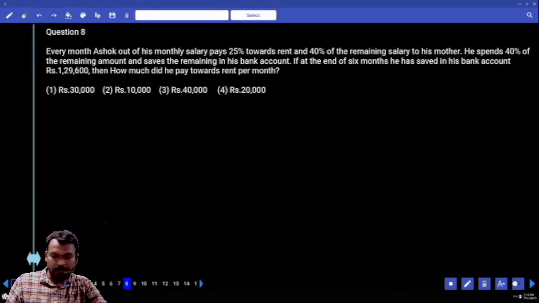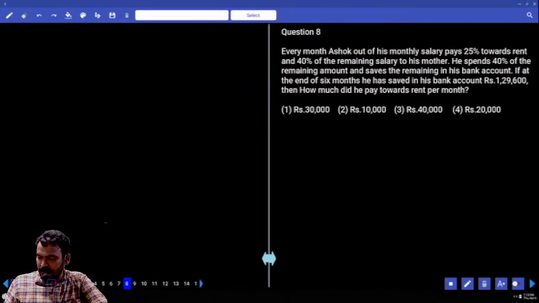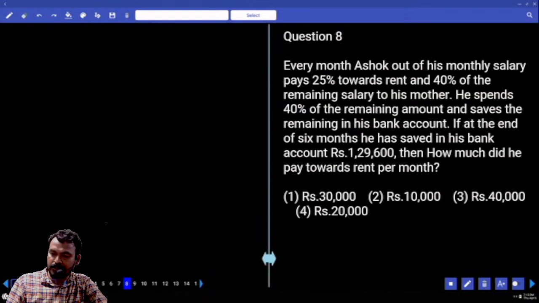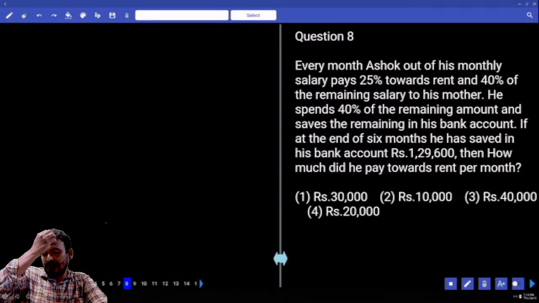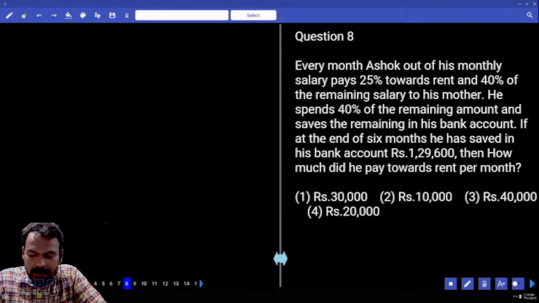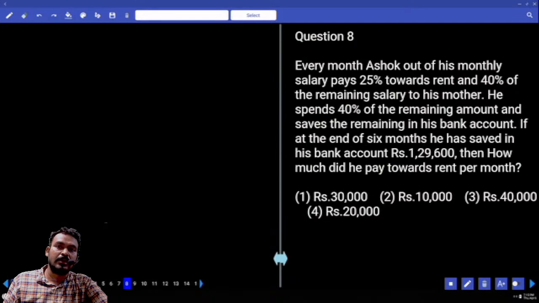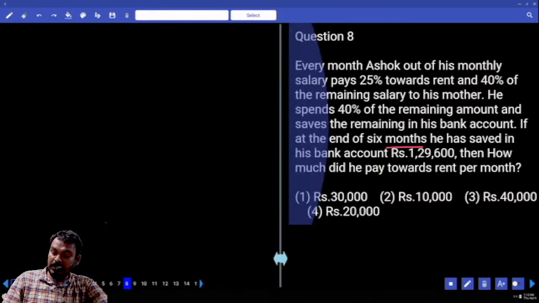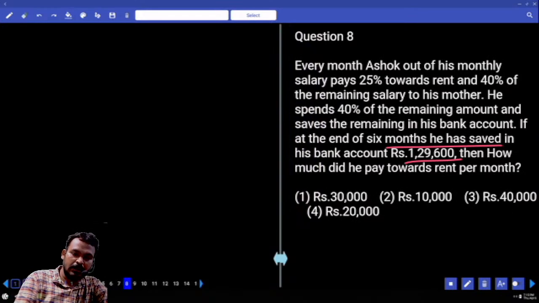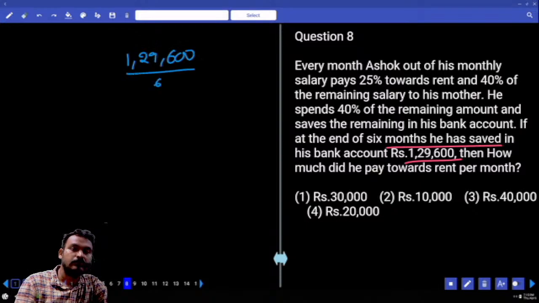Next, question number 8. Every month Ashok, out of his monthly salary, pays 25% towards rent, 40% of the remaining salary to his mother, spends 40% of the remaining amount, and saves the remaining in his bank account. If at the end of 6 months he has saved 1,29,600 in his bank account, then how much did he pay towards rent per month? What is the 6 months savings value? 1,29,600. Divide by 6, we get the per month savings.